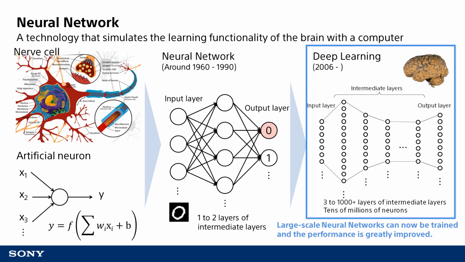By using a neural network with a very large number of neurons and a very large number of layers, it is possible to achieve high performance that exceeds any classification performance. You can learn more about deep learning in the video titled What is Deep Learning? If you haven't seen it yet, please refer to the link in the description box.